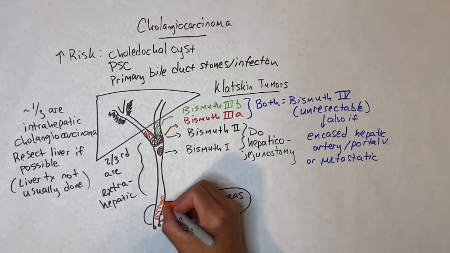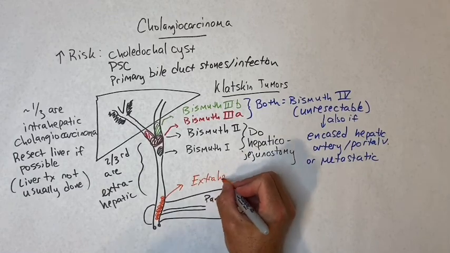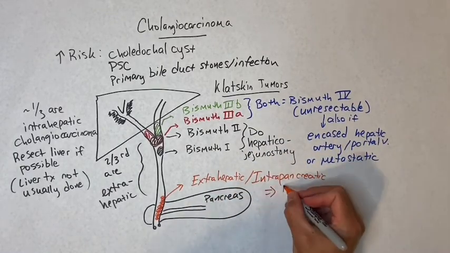The last location for an extrahepatic cholangiocarcinoma is in the distal common bile duct in the area of the intrapancreatic bile duct. These are treated usually with just a Whipple surgery.